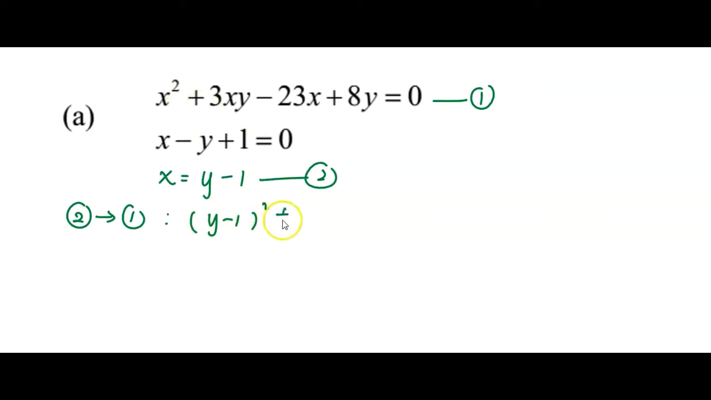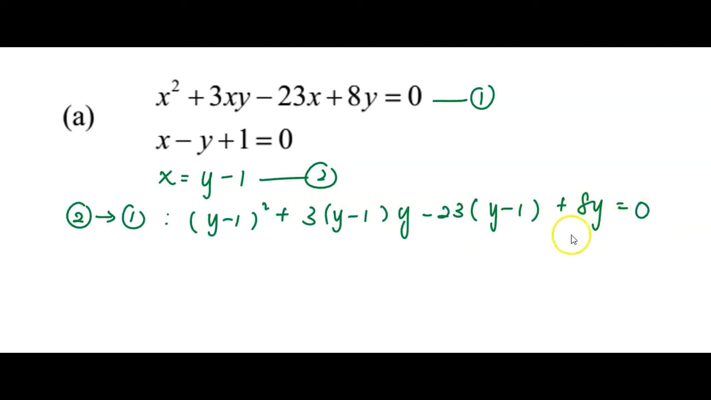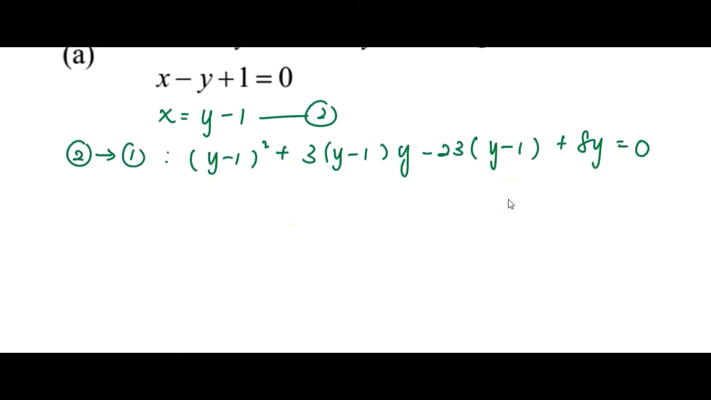Alright, square plus 3. This x also will be replaced by y minus 1, multiplied by y minus 23x. X will be substituted as y minus 1, and plus 8y equals 0. So you can see that now the whole equation just involves the unknown y. We can solve for y first.